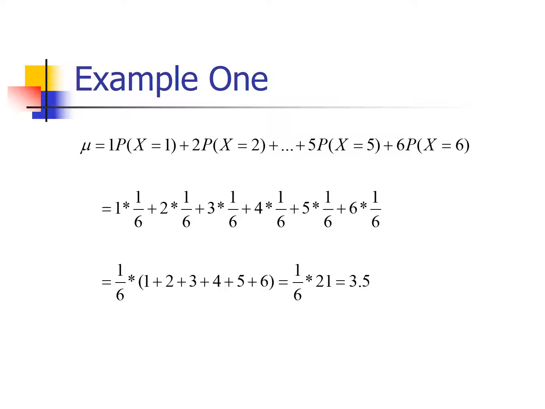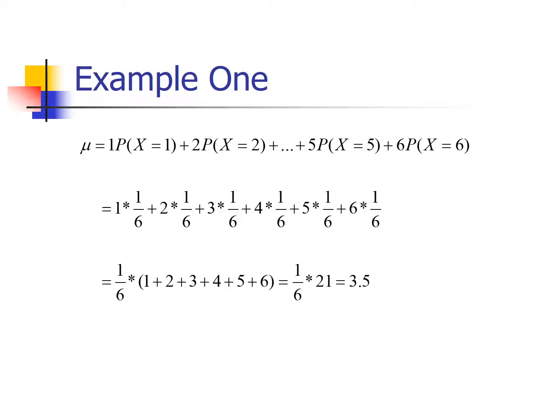So let's do this for our 3 examples. Let's start with our die roll example. For our die roll example, the mean is 1 times the probability of rolling a 1 plus 2 times the probability of rolling a 2. And I had to do a little dot dot dot there because I didn't have enough room to put them all out there, but I just continued that process. 5 times the probability of rolling a 5 plus 6 times the probability of rolling a 6. Now in this case, all those probabilities are 1/6, so I have 1 times 1/6 plus 2 times 1/6 plus 3 times 1/6, all the way to 6 times 1/6.